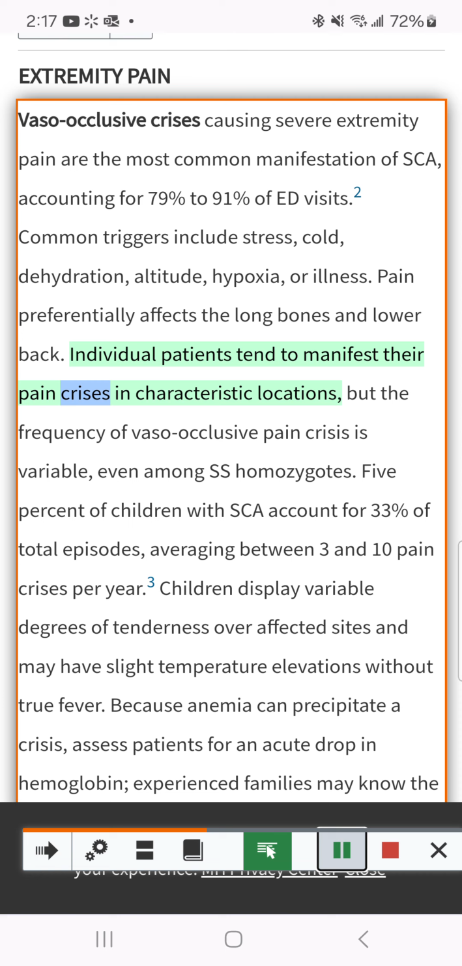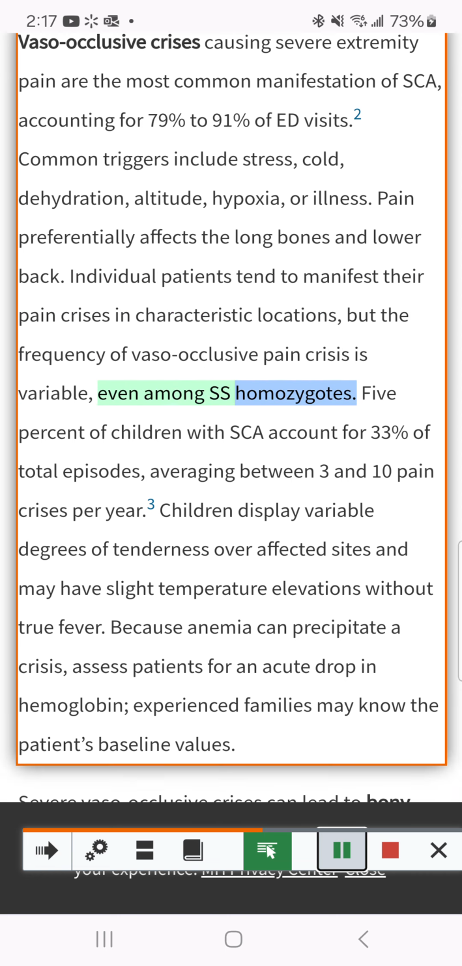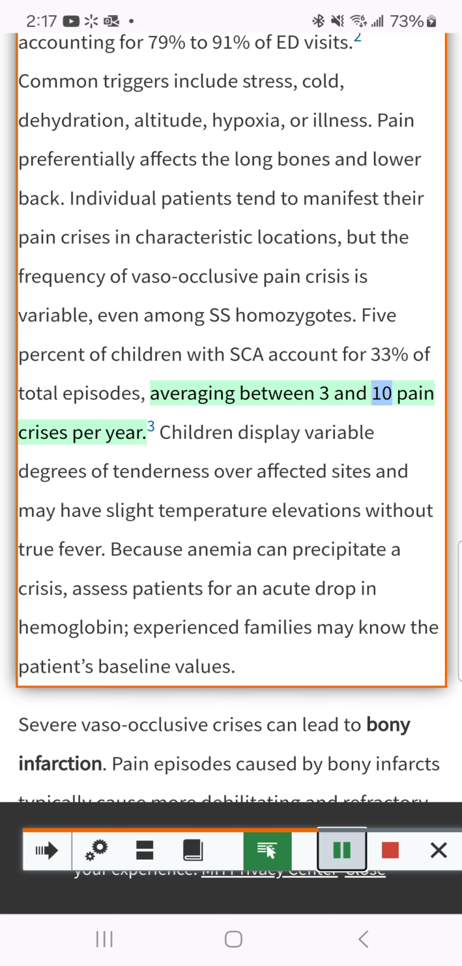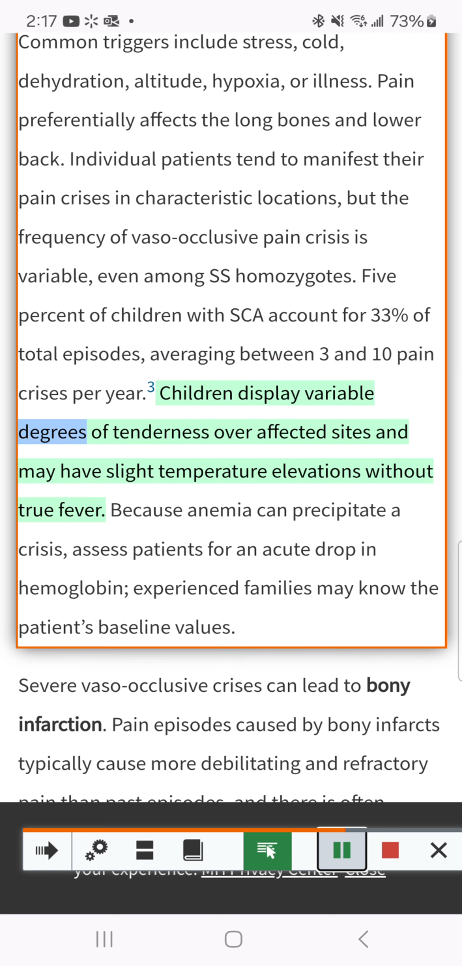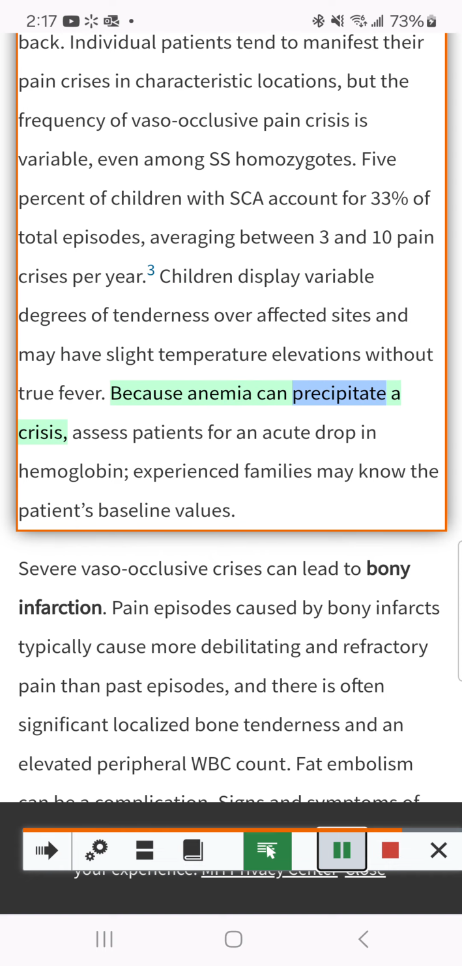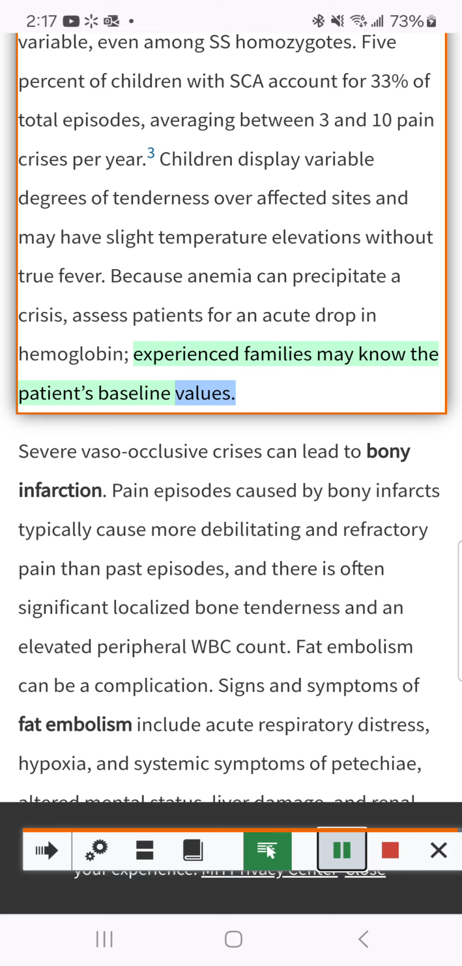Individual patients tend to manifest their pain crises in characteristic locations, but the frequency of vaso-occlusive pain crisis is variable, even among SS homozygotes. 5% of children with SCA account for 33% of total episodes, averaging between 3 and 10 pain crises per year. Children display variable degrees of tenderness over affected sites and may have slight temperature elevations without true fever. Because anemia can precipitate a crisis, assess patients for an acute drop in hemoglobin. Experienced families may know the patient's baseline values.